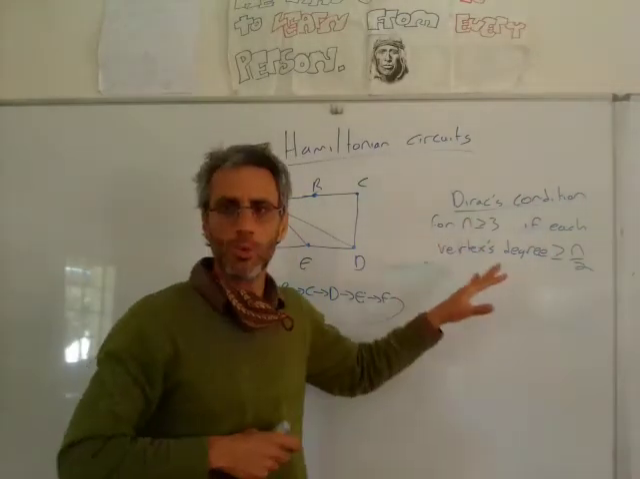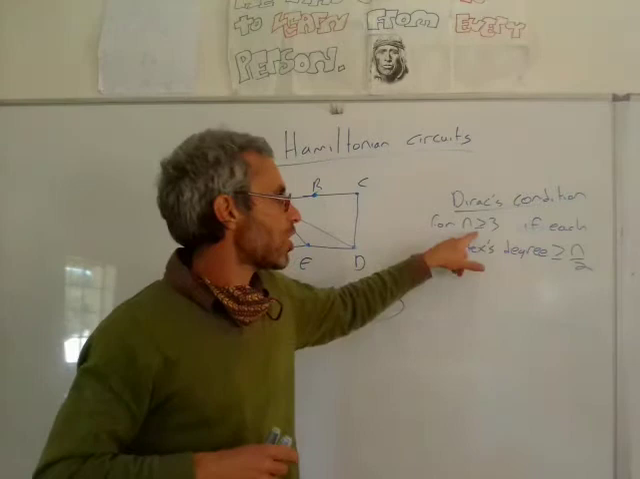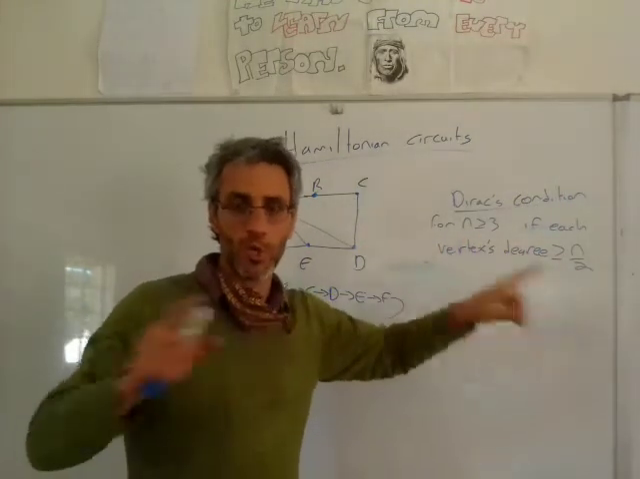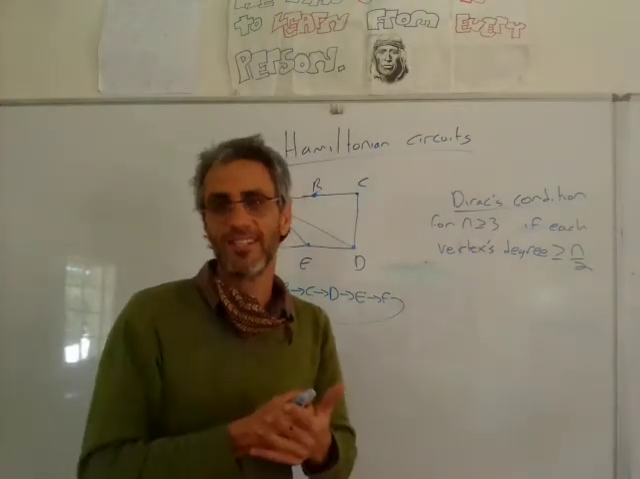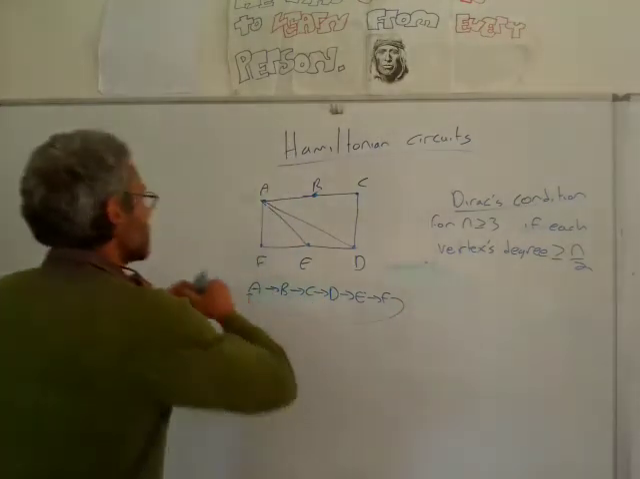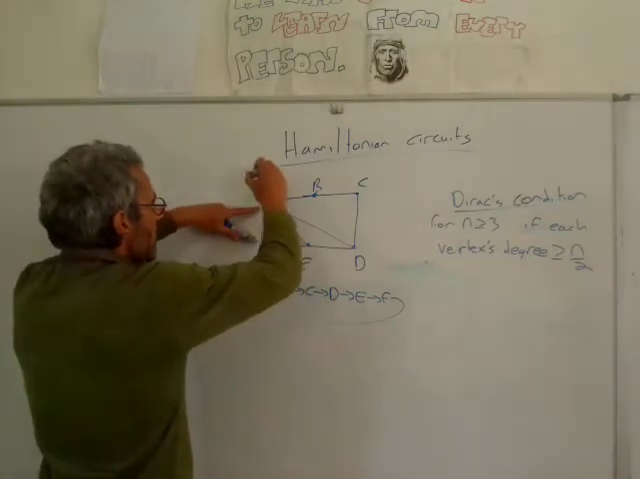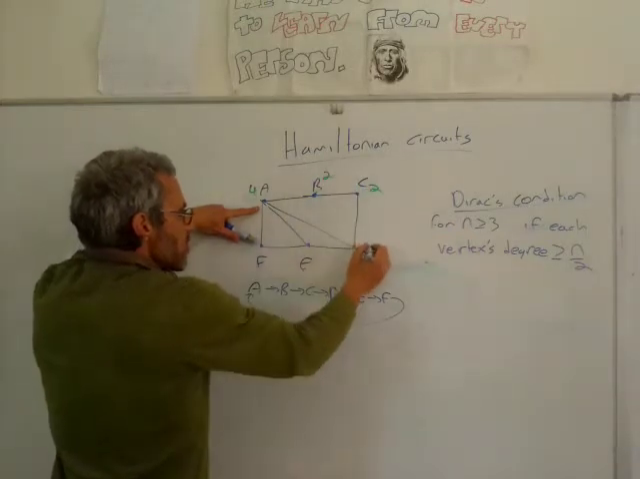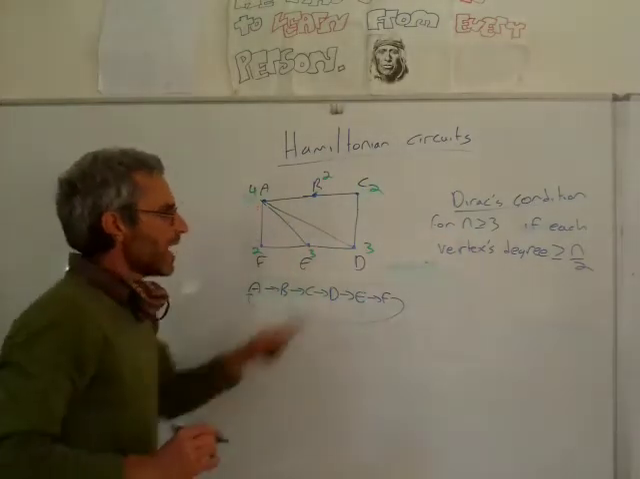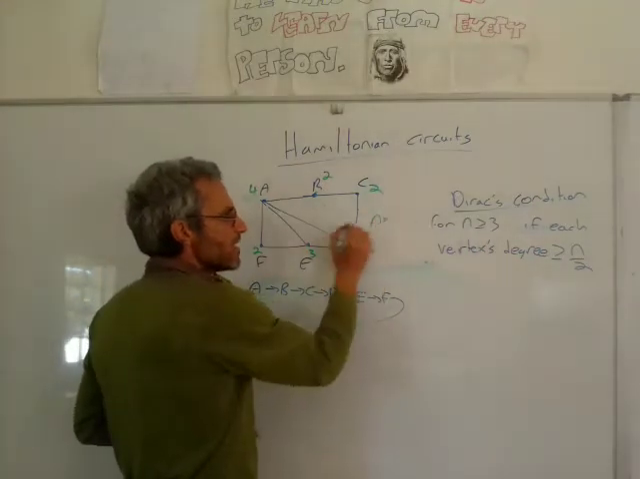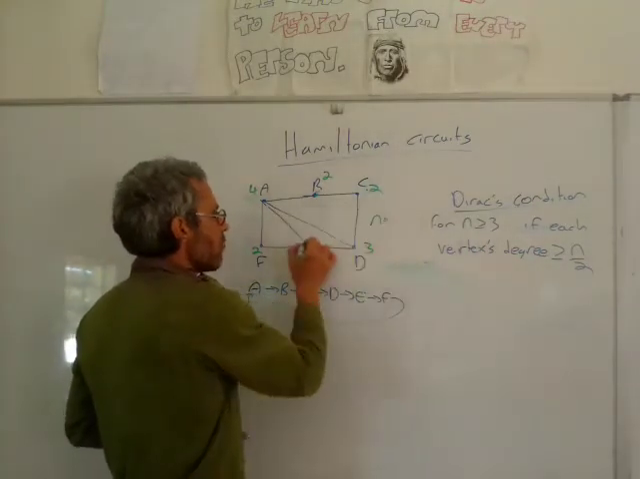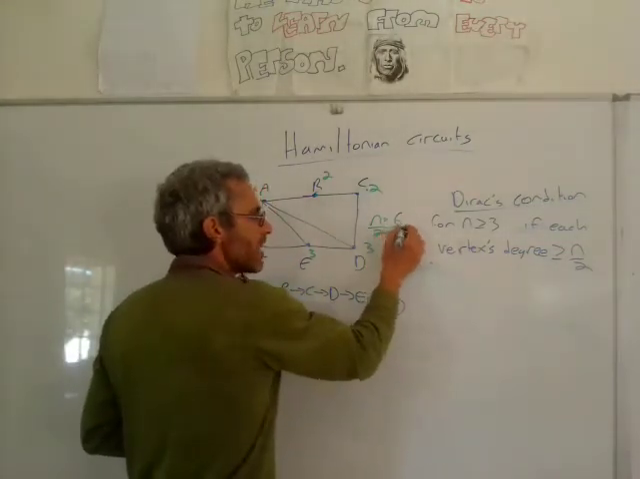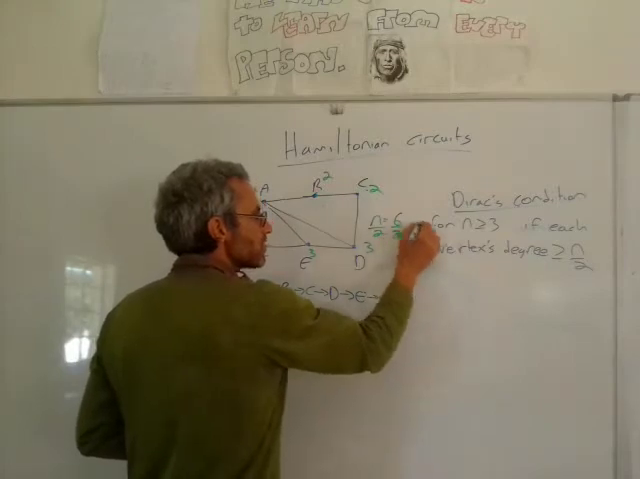Dirac said, and by the way, it only works when n, the number of vertices, is larger or equal to 3: if each of the vertices has a degree which is larger or equal to n over 2, then we are guaranteed a Hamiltonian circuit. Let's just find out. So the degree of A is 4. The degree of B, there are 2 edges, is 2. The degree here is 2. 3, 3, and 2. Now, in this case, what was n? n was equal to 1, 2, 3, 4, 5, 6. There are 6 vertices, so n equals 6. So n divided by 2 is 3.